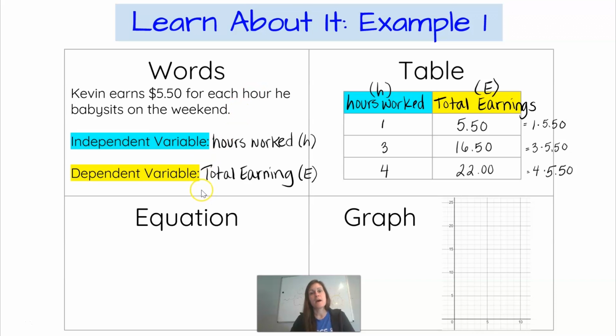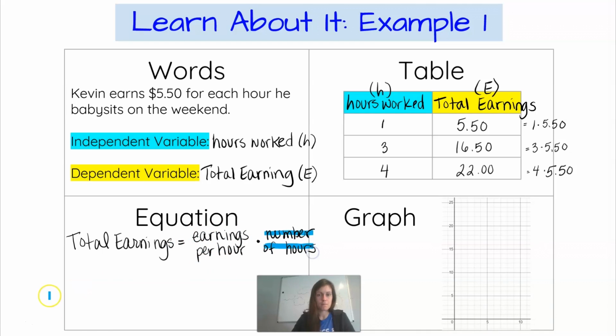The next representation that I'm going to use to model this real-world scenario is an equation. I'm going to begin by writing it in words, and then I'm going to identify the independent and dependent variables, and then I'm going to write it as an algebraic equation. So Kevin's total earnings are calculated by multiplying his earnings per hour times the number of hours. We can see up in the table that I multiplied the earnings per hour, $5.50, times the number of hours that Kevin worked to get the total earnings. So now let's represent this with an equation. The variable that I used to represent total earnings was E, and Kevin's earnings per hour were $5.50. And I multiply $5.50 by the number of hours, or H, to get my total earnings. So the equation is E equals $5.50 times H.